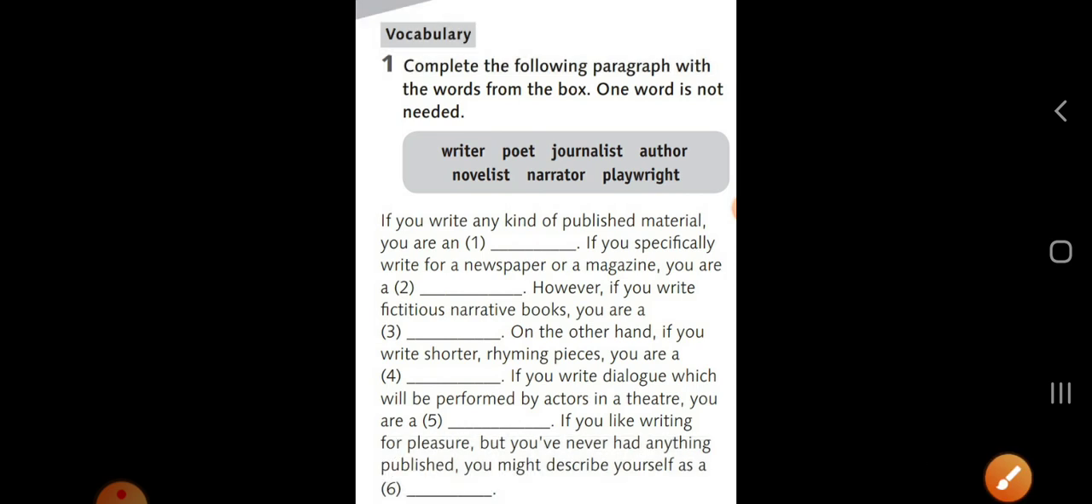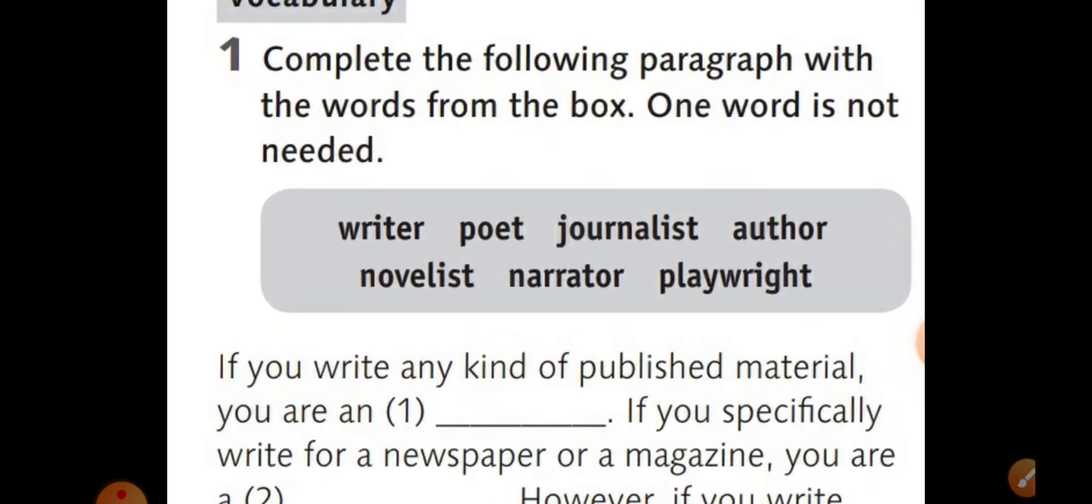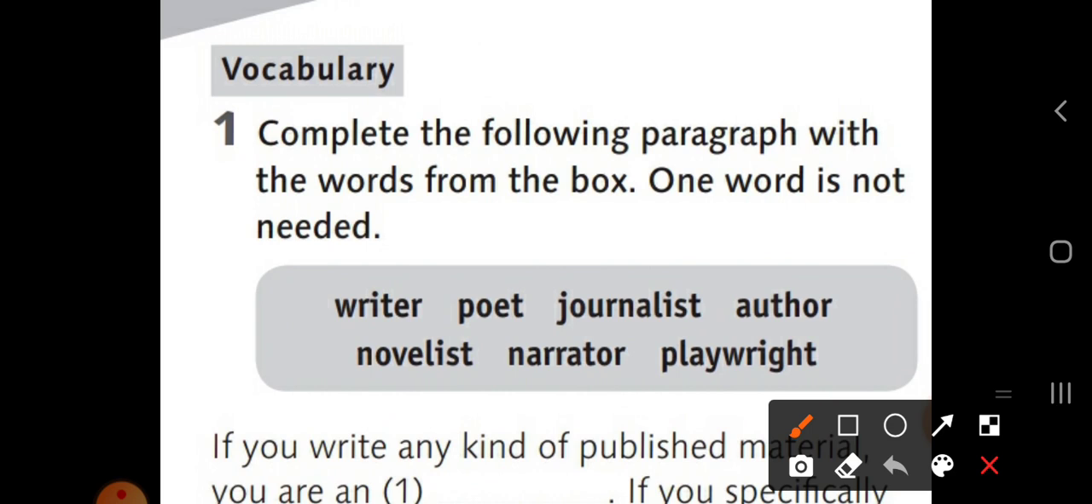Okay? Now, the first exercise that we have here is the vocabulary exercise. Let's read it and see what it wants. Complete the following paragraph with the words from the box. One word is not needed. So here we have some words, and we want to complete the paragraph that is after it with these words, but there's only one word that is not needed, or one word that we are not going to write. Okay?